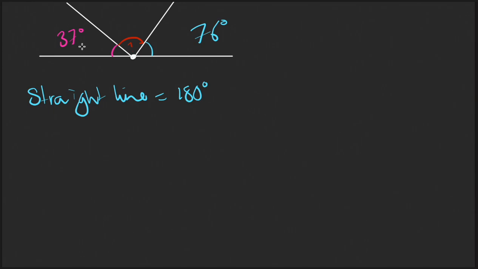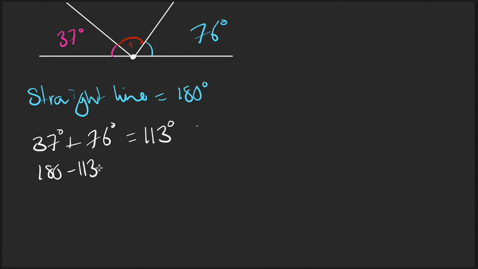So, first thing we have to do is add these angles together. So we have to do 37 add 76. What does this equal? Equals 113 degrees. So to find this one, it's quite simple. We just minus 113 from 180, which equals 67 degrees. I did not mean that to be the number I wrote, but we'll go with it.